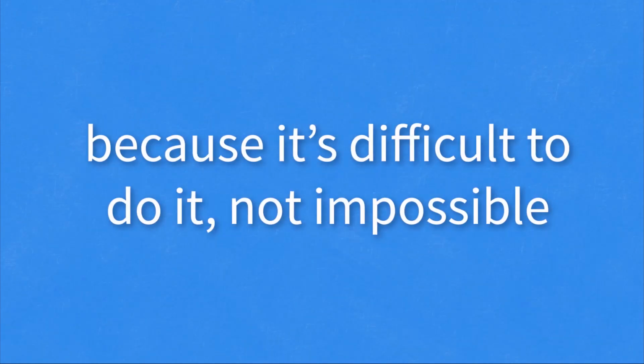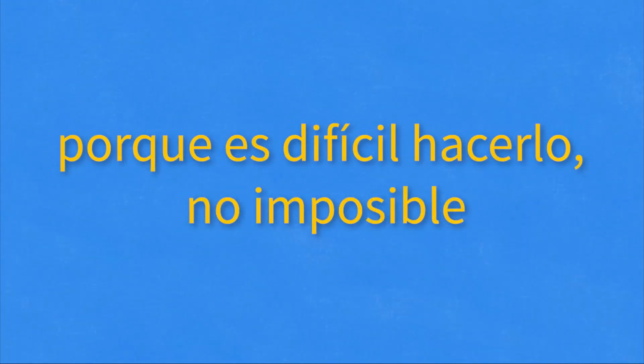In Spanish, to do is hacer. Adding the suffix lo after a verb is equivalent to adding it after a verb in English. To do it, hacerlo. It's difficult to do it. Es difícil hacerlo. Because it's difficult to do it. Porque es difícil hacerlo. And what about because it's difficult to do it, not impossible? Porque es difícil hacerlo, no imposible.